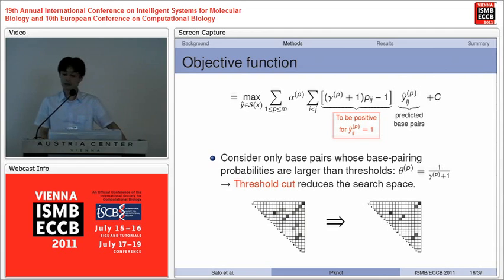Then, this formula means that in order to maximize the objective function, we consider only base pairs whose base pairing probabilities are larger than a threshold, because this term, which includes base pairing probability, should be positive for predicted base pairs on each decomposition level. This technique is called threshold cut. The threshold cut technique allows us to reduce the search space, like this figure.